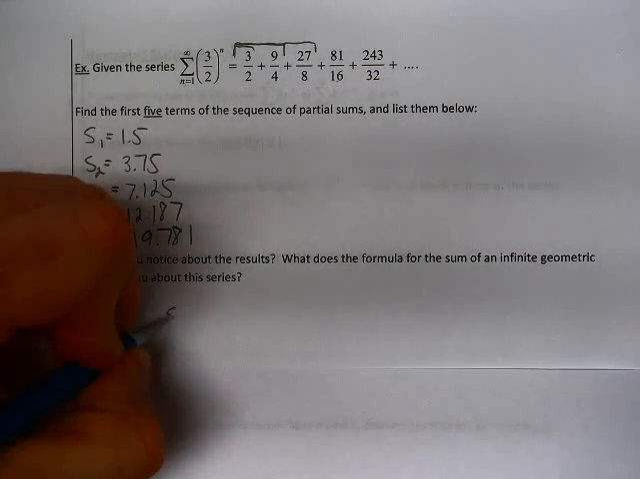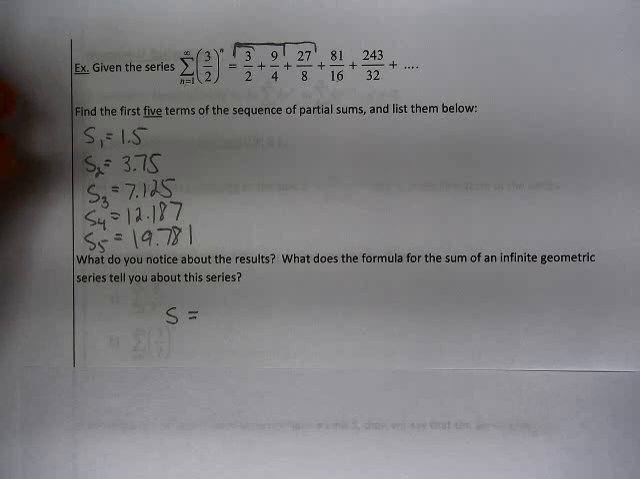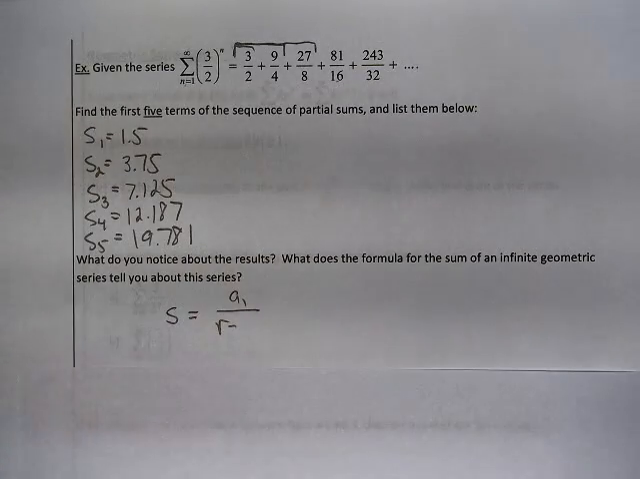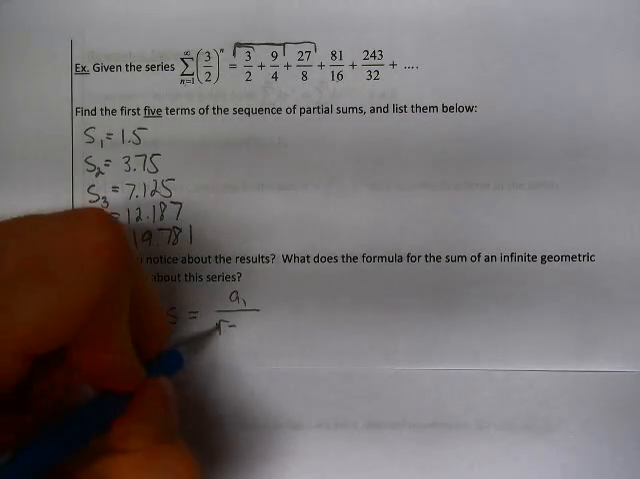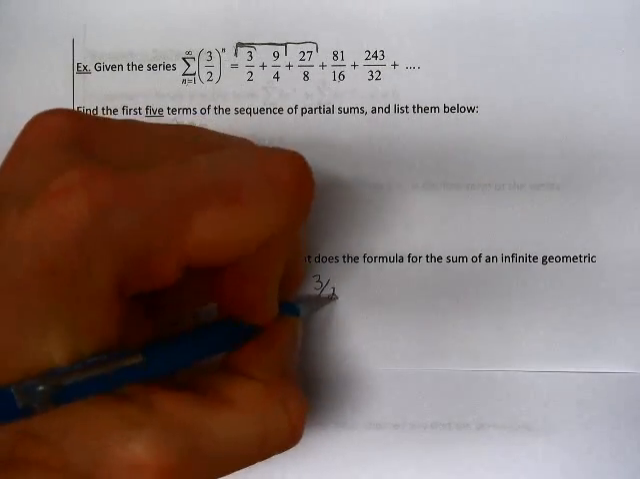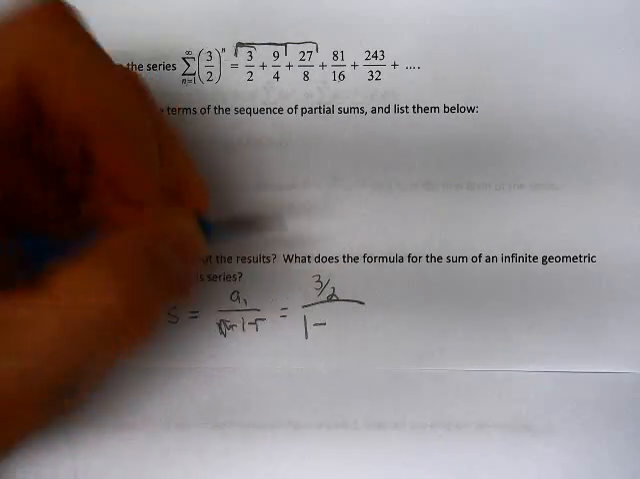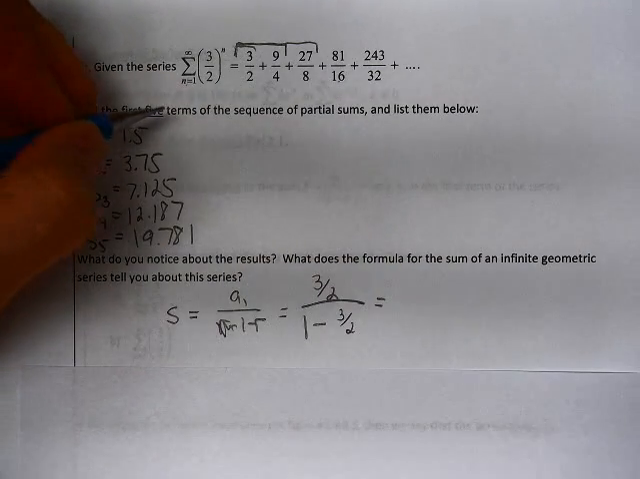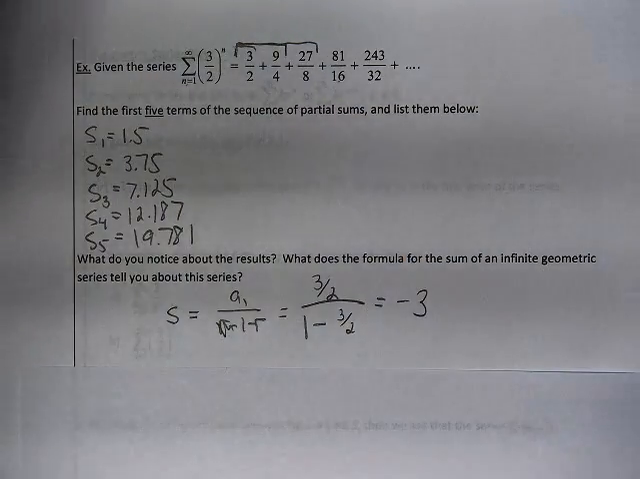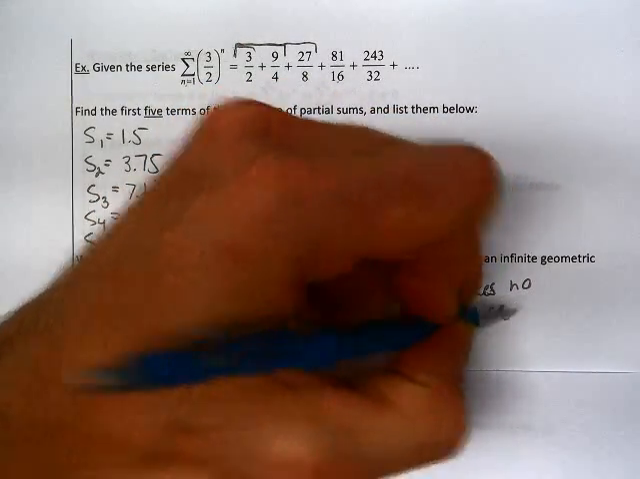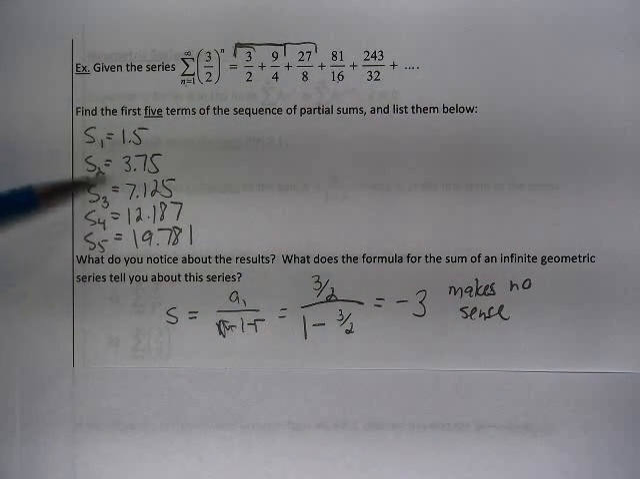Imagine if we tried to use this. We try to use the S equals a sub 1 over 1 minus r. We would, in this case, have 3 halves over 1 minus, our r is also 3 halves. So that would give us -3. This doesn't make any sense, right? It's clearly not the sum when we add these things up. These partial sums are clearly not approaching -3, right?